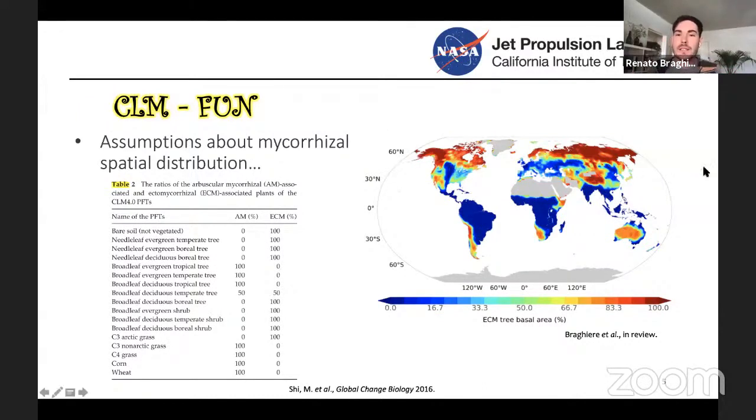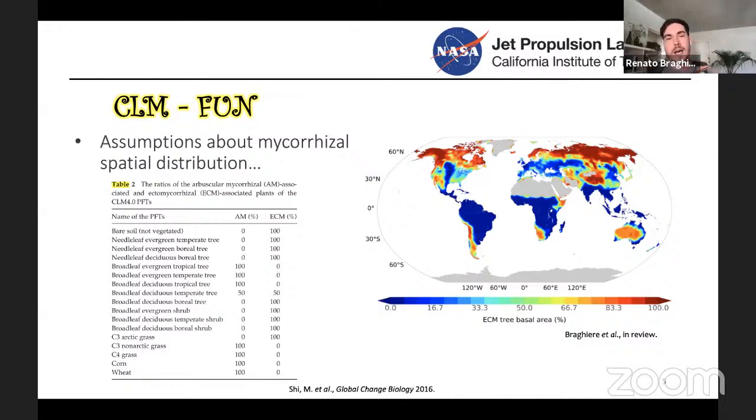So the extratropics are mostly associated with the ectomycorrhizae. And in this axis, I show the ectomycorrhizae tree basal area in percentage. So every time you see red, it's only ectomycorrhizae. And every time you see blue, it means that it's the other type, arbuscular mycorrhizae. And so we have this differentiation where the tropics are more arbuscular mycorrhizae associated and the extratropics ectomycorrhizae.